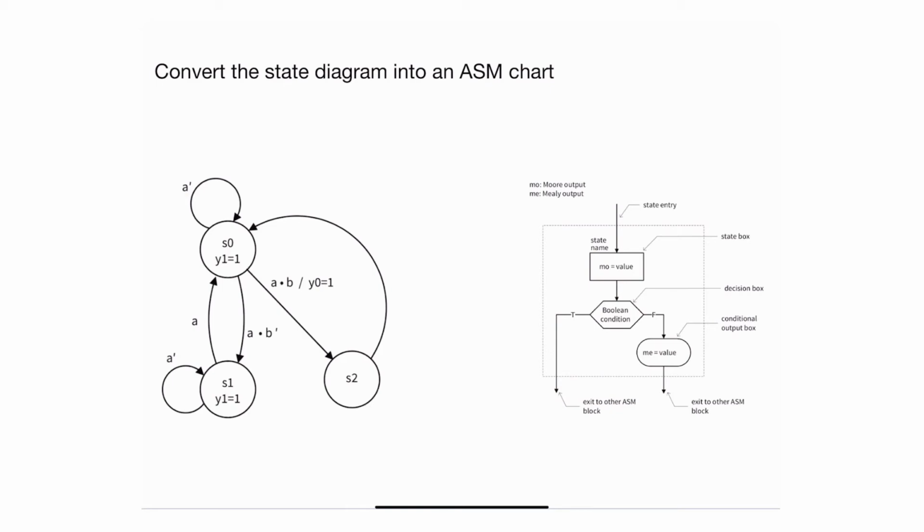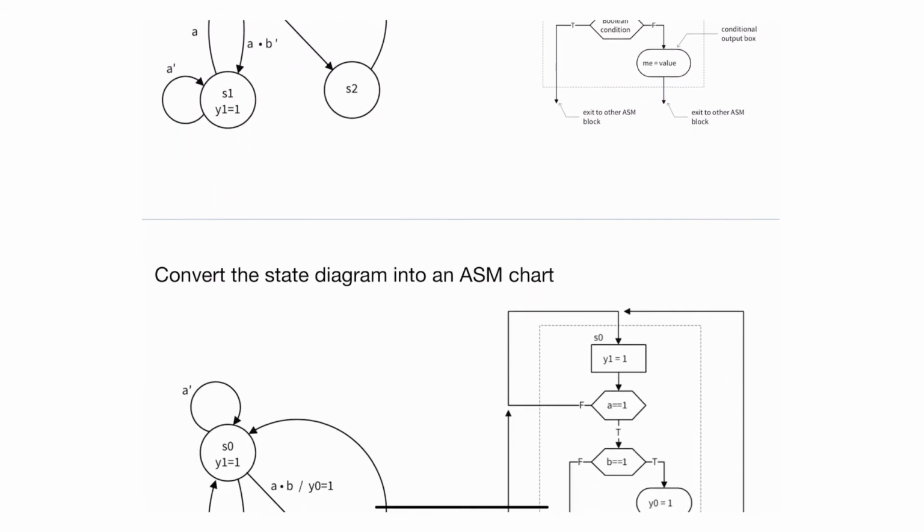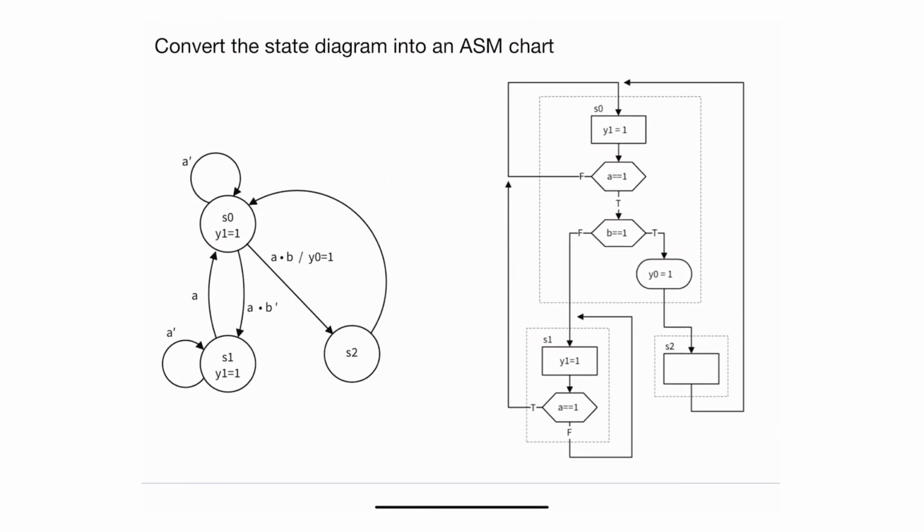All right, I'm hoping you got the time to actually do this by hand. The solution should look something like this. I'm going to go through one of the ASM blocks, the one for the state S0. S0 tells me I have a Moore output, Y1 equals 1. It tells me that if you are in S0, Y1 equals 1. You can write it as Y1 equals 1 or just Y1. It's up to you.